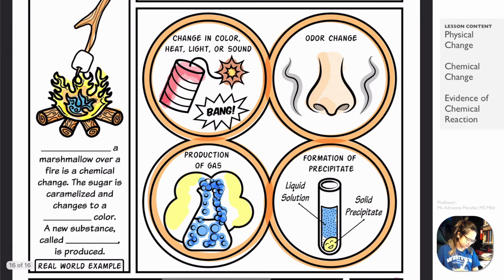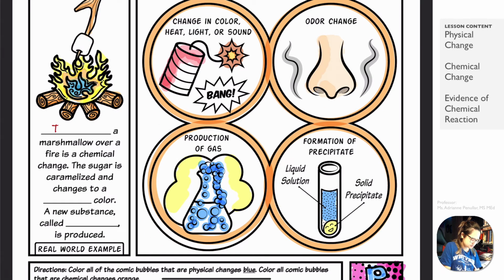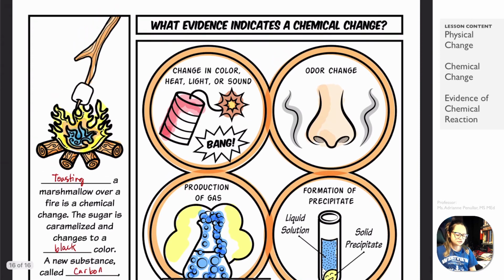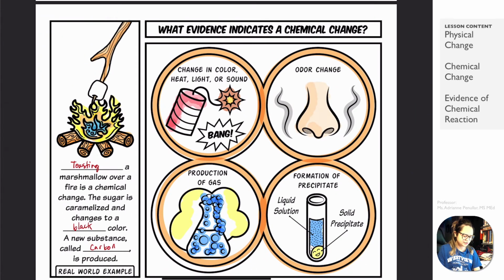More real life examples in here, we have toasting a marshmallow. So if you can imagine toasting a marshmallow, the sugar is caramelized and changes into a black color, and a new substance called carbon is formed. Okay. Here are other examples of a chemical change. We have any change where it produces heat that wasn't there before, light, and sound. Usually that's a chemical reaction. Odor, if it smells like it didn't smell like that before the change, that is a chemical change.